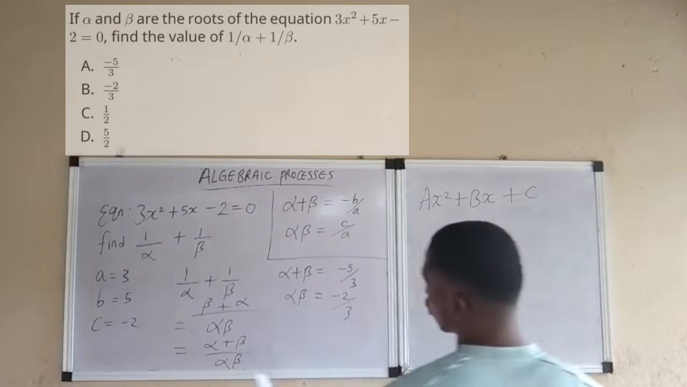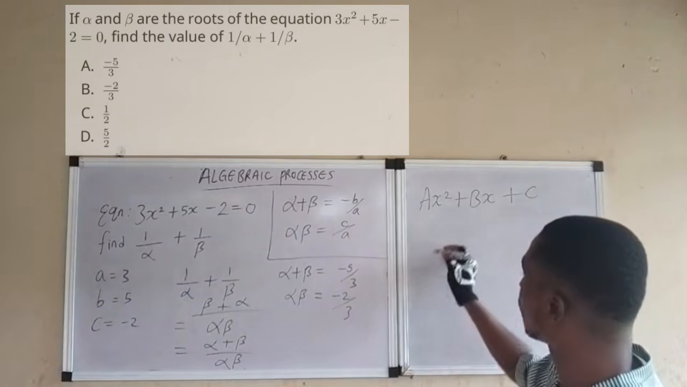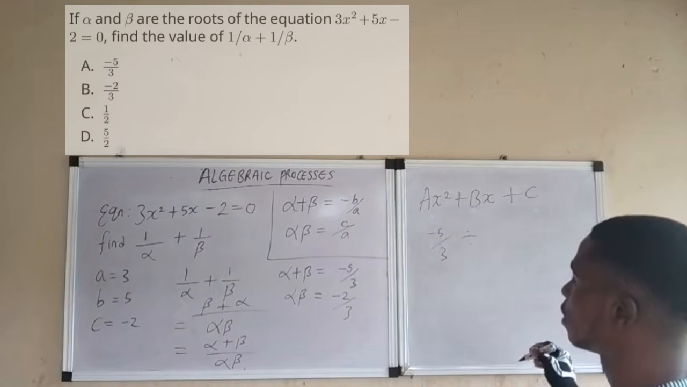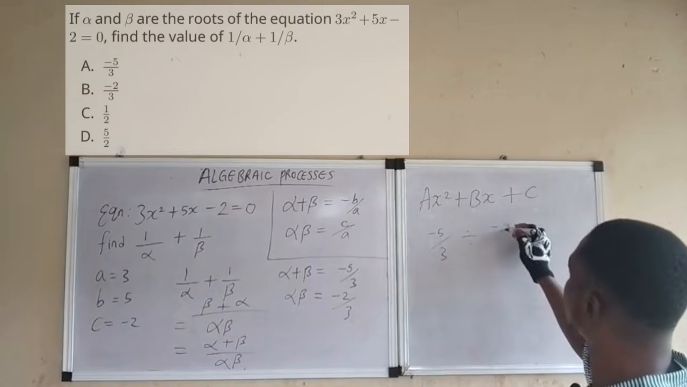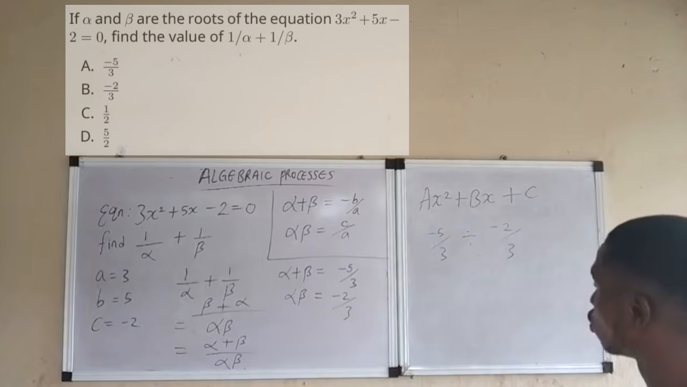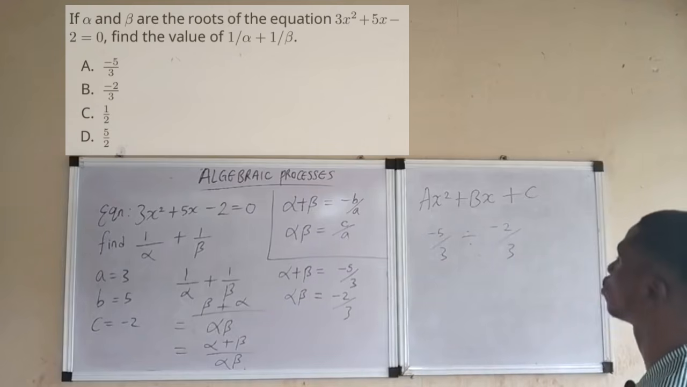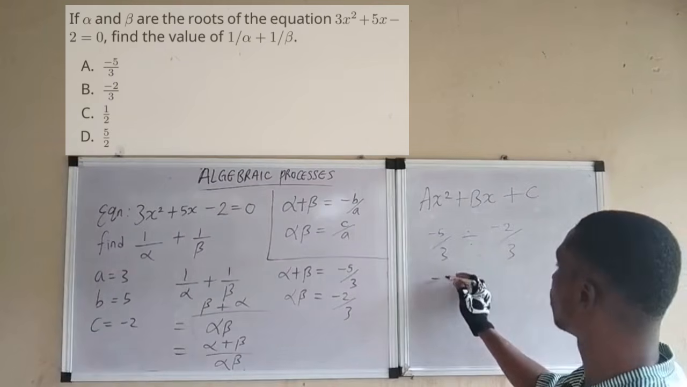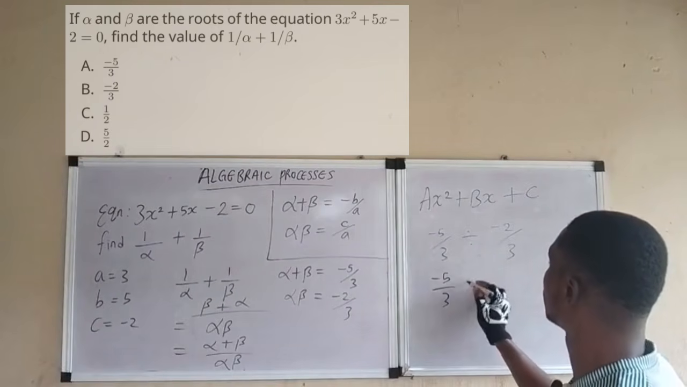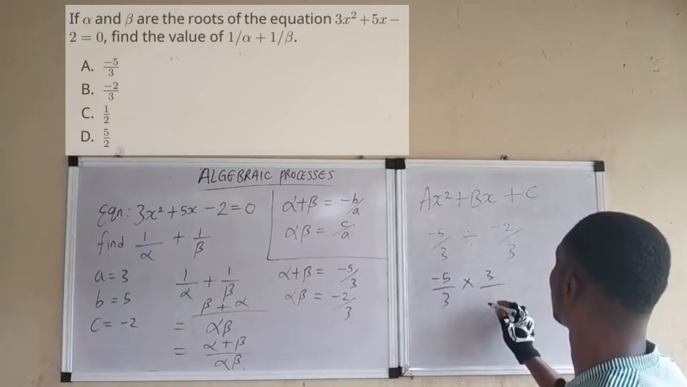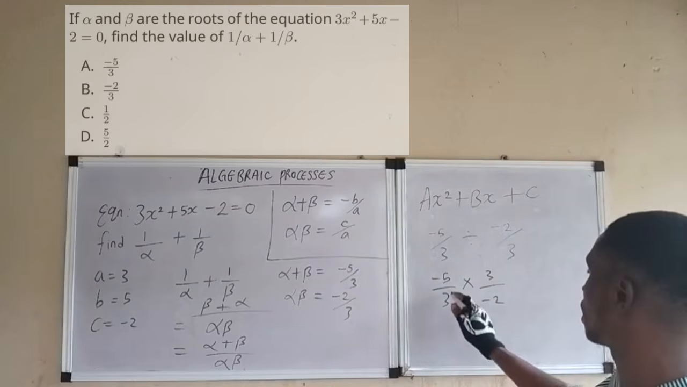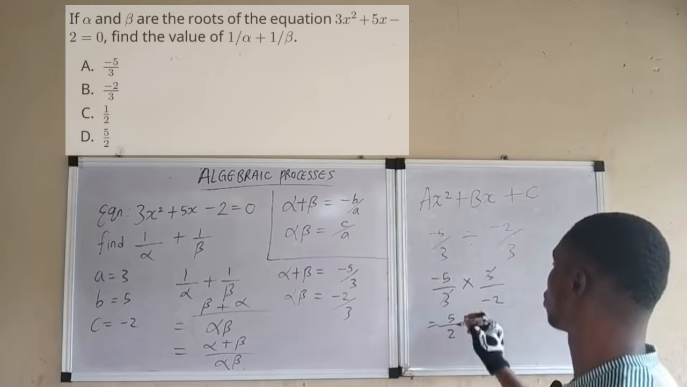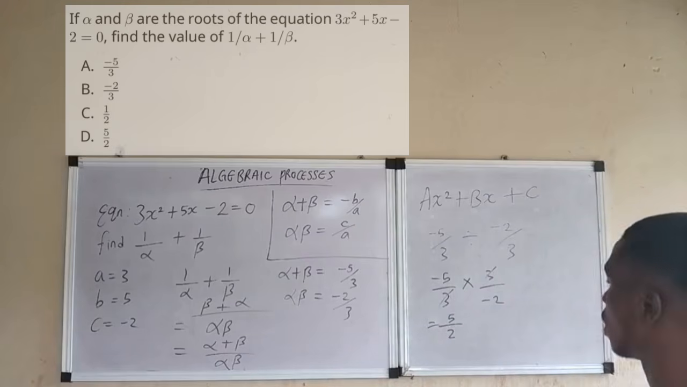So, let's solve this together. So, we are having minus 5 over 3 divided by what? Minus 2 over 3. So what are you going to do in this case? Remember, we're going to change division to multiplication. All right, so we're having minus 5 over 3 times 3 over minus 2. So 3 cancels out 3. We're left with what? 5 over 2. Because the minus signs are going to cancel out each other.